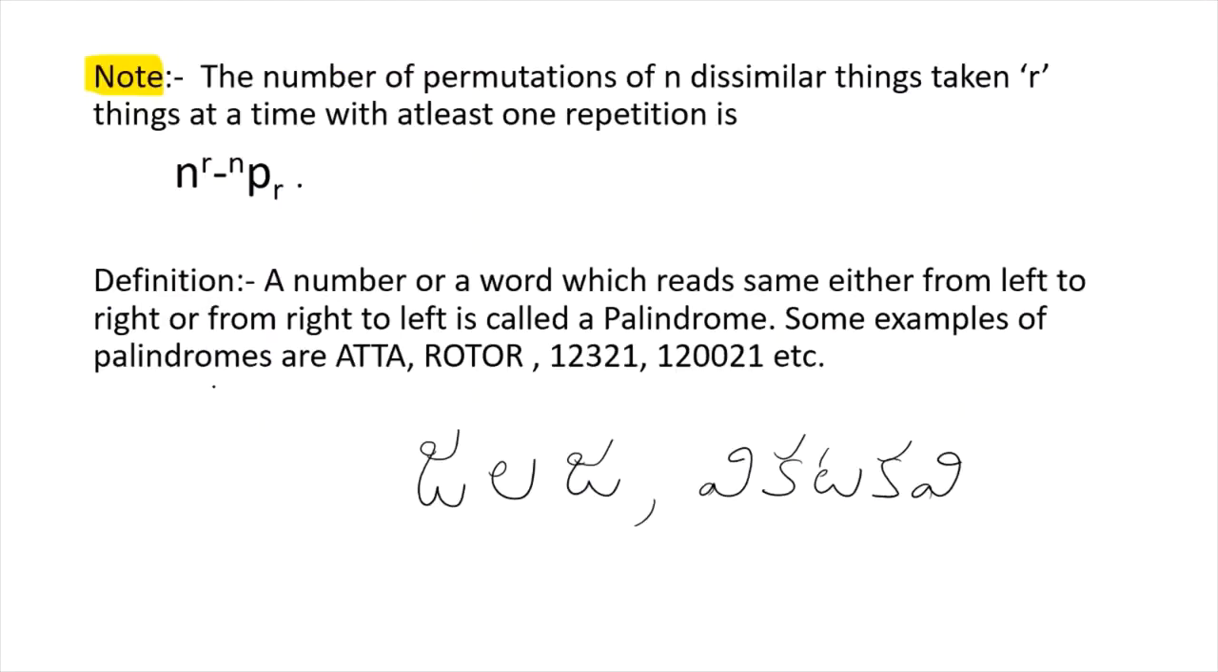Next we have this result. The number of permutations of n distinct objects taken r at a time with at least one repetition is going to be n raised to r minus nPr.